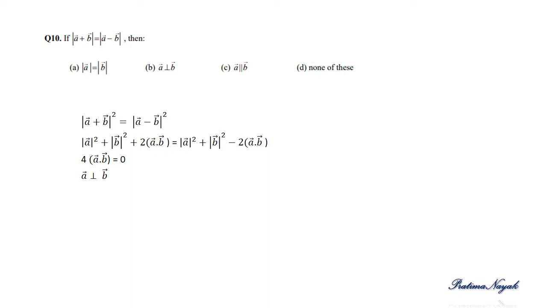If mod of A plus B is the same as mod of A minus B, then which option is correct? Mod A is equal to mod B, A is perpendicular to B, A is parallel to B, and none of these. So when magnitude is given, we will just take the dot product or whole square. So it will be A square plus B square plus 2A dot B, and on the right side A square plus B square minus 2A dot B. From this we will get 4A dot B is 0. So A is perpendicular to B. So B is correct.